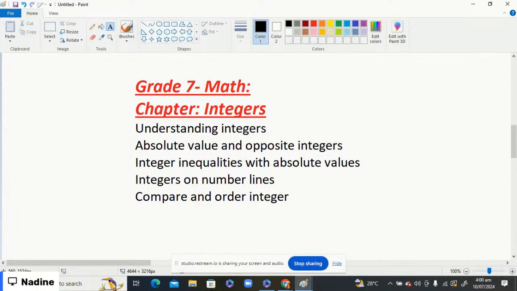So today we are here for grade 7 maths. The chapter we discuss today is integers. And here is the list of the lessons: understanding integers, absolute values and opposite integers, integer inequalities with absolute values, integers on a number line, and compare and order integers.